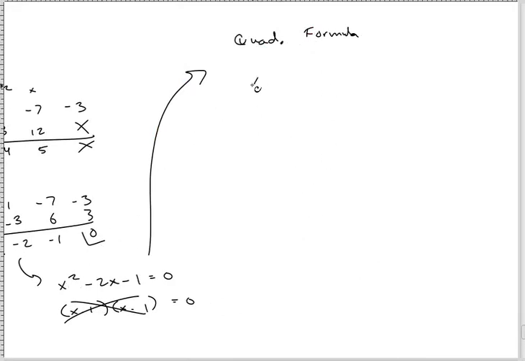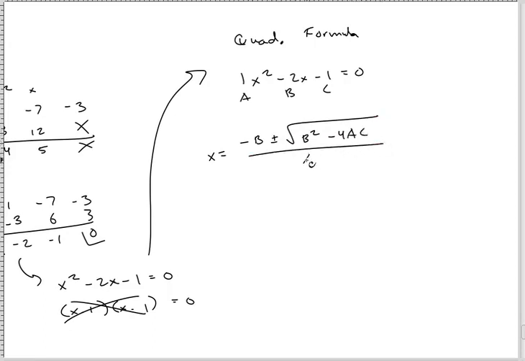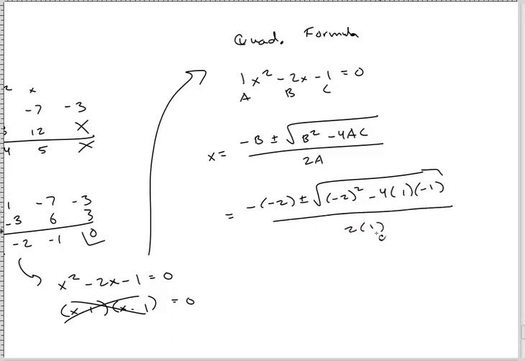Now, just as a reminder, x squared minus 2x minus 1 equals 0. That's a 1 in the front. So A, B, C. And here's my formula. I'm going to use capital letters because they're easier to read with my handwriting. And then 2 times A. Okay, so that's my formula. So negative of a negative 2 plus or minus the square root of negative 2 squared minus 4 times the 1 times a negative 1. And then all divided by 2 times the 1.